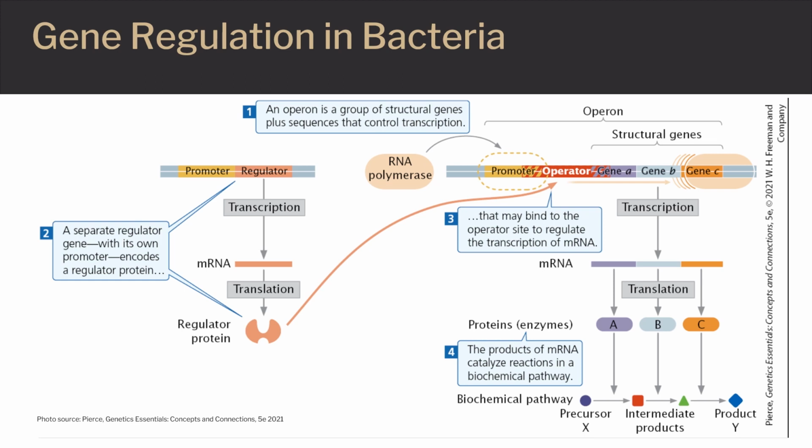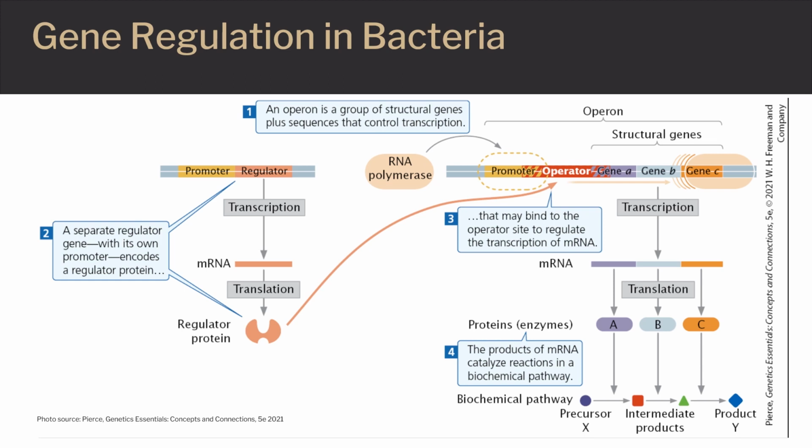Functionally related genes in bacterial cells are frequently clustered together in a single transcription unit termed an operon. A typical operon includes several structural genes, a promoter for those structural genes, and an operator to which the product of a regulator gene binds. The organization of a typical operon is illustrated in this figure.